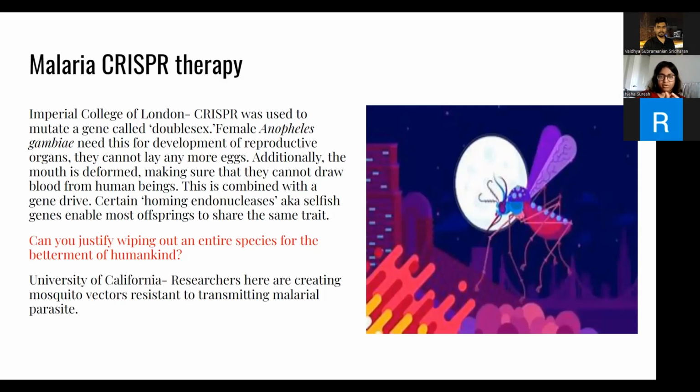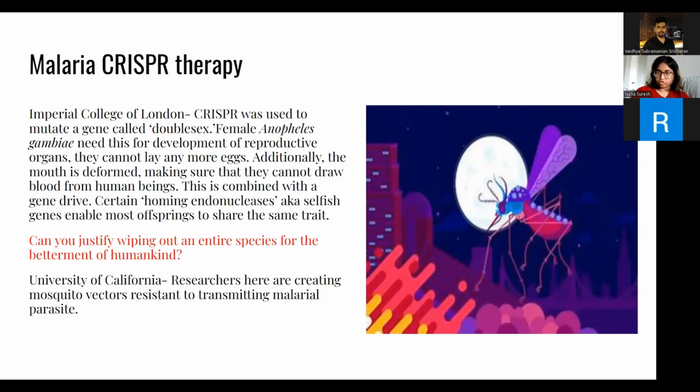The ethical debate over here is how much are we allowed to play with nature, how much of the ecological balance can we actually disturb before it comes back to bite us. So the question here being, can you justify wiping out an entire species for the betterment of humankind? Malaria here has been a prevalent problem. They've been looking for solutions since the early 2000s.